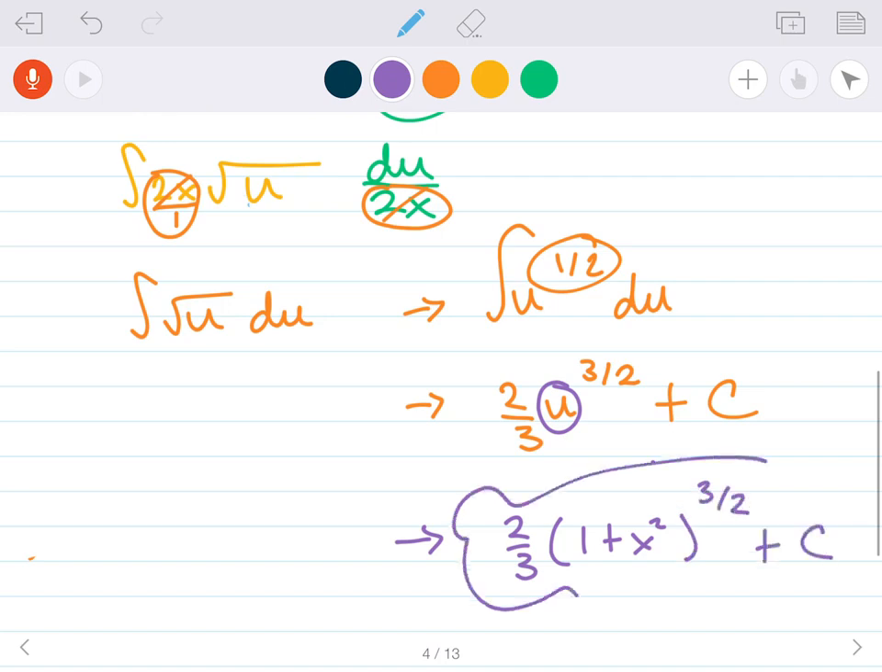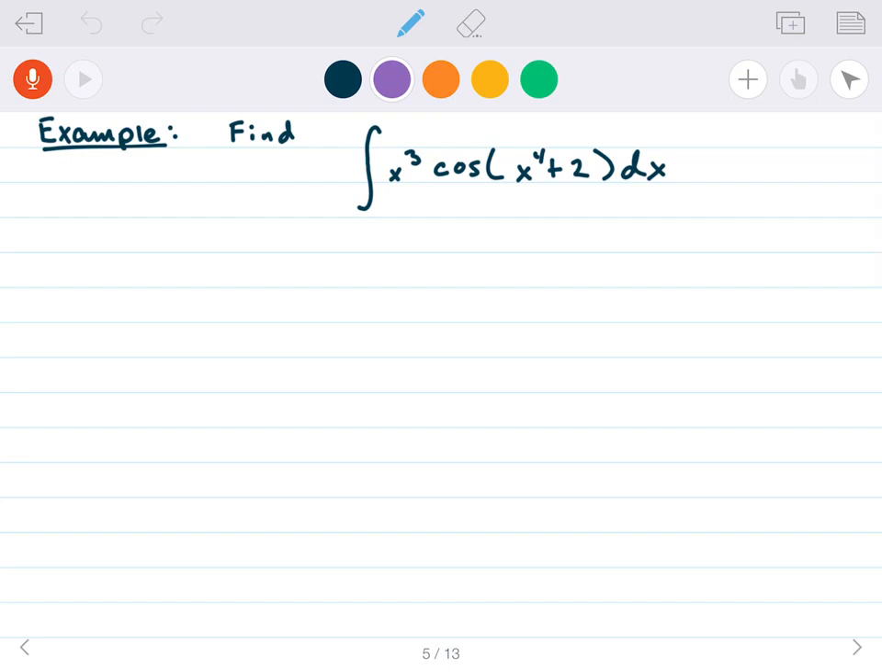so this is my final answer. This is my indefinite integral, and we found that by using substitution. So I'm going to do some more examples with you guys. The trickiest part is always trying to see what I need to sub in for u.